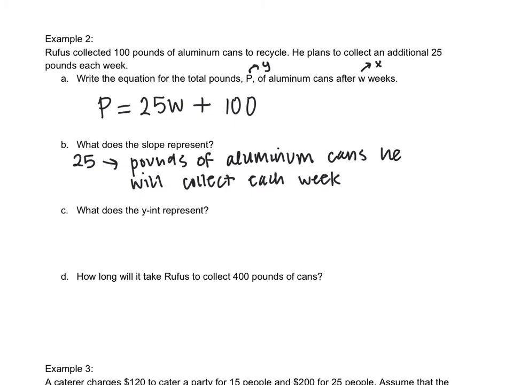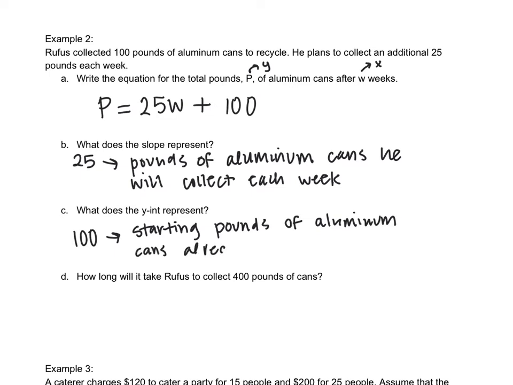Next, we want to know what the y-intercept represents. Our y-intercept is the 100. So that is the starting pounds of aluminum cans already collected.